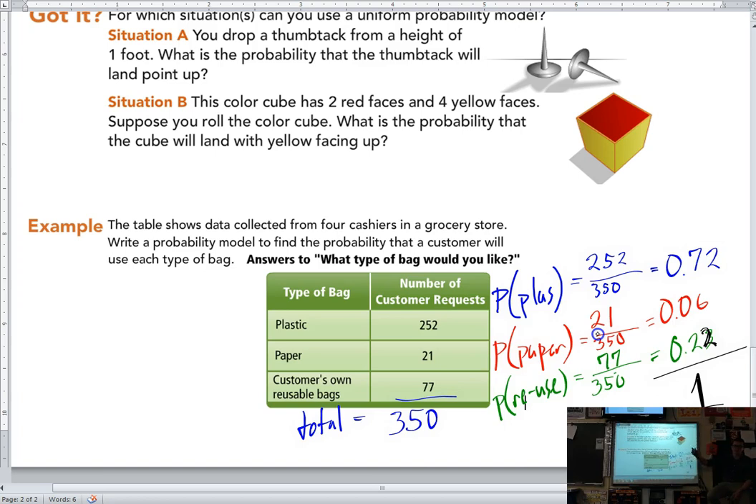Like, I went to the store last night just to get ice cream, because it was one of those nights, and I didn't get a bag. So I would probably fall under the reuse category, since I didn't use any of theirs. But when we look at every situation, we have to sum to 1. Any questions left on probability models, when we use them, experimental versus theoretical?